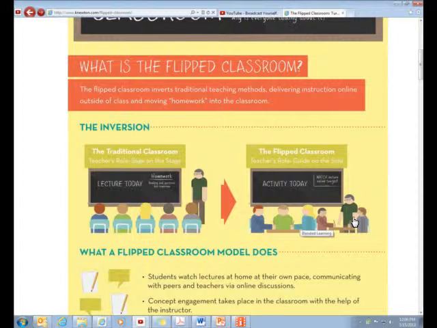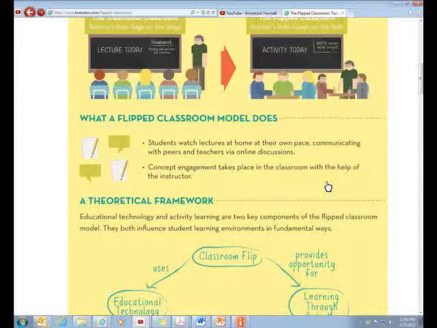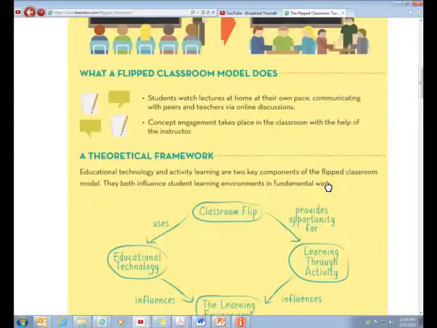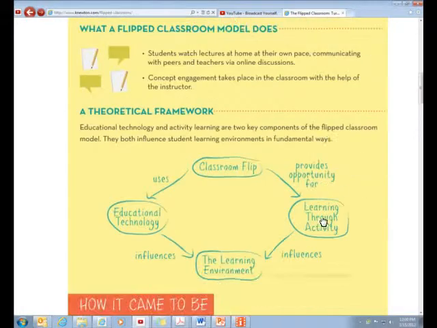And then when you are finished with all of those things, the students go home and watch the lectures that night, or go to the school library or the school media center and watch the lectures after class is over as their homework. So what it accomplishes is that it uses a theoretical framework that provides more opportunities for active learning. It leverages educational technology, and it combines active learning and educational technology to fundamentally influence and change the learning environment.